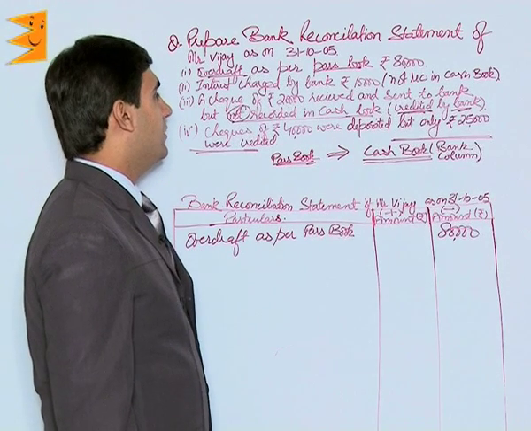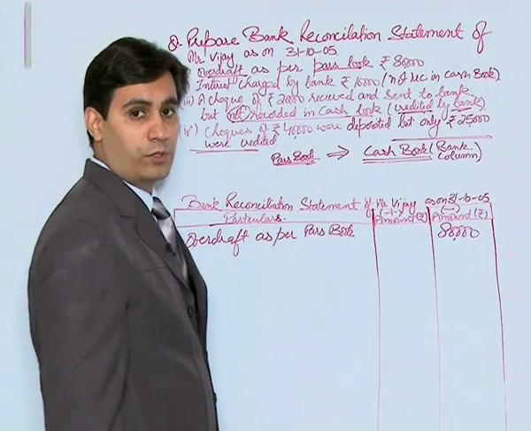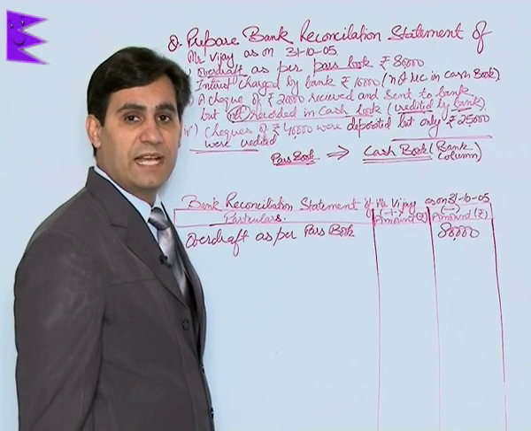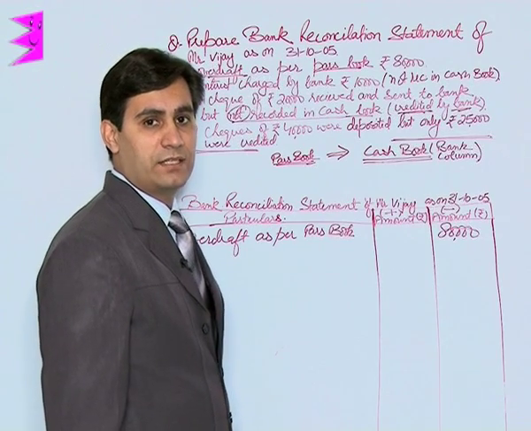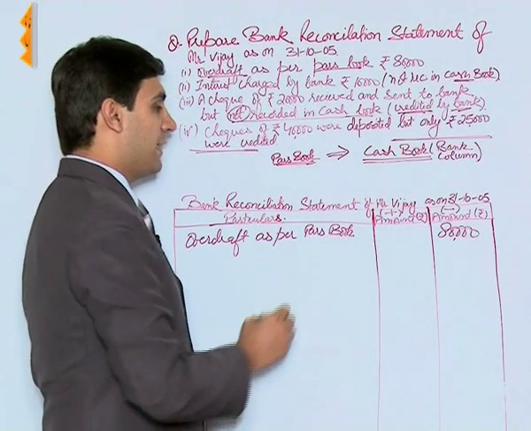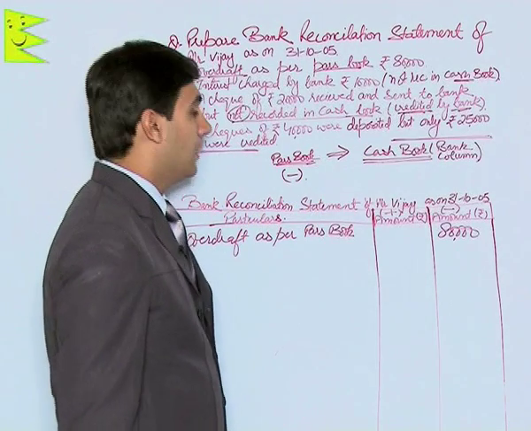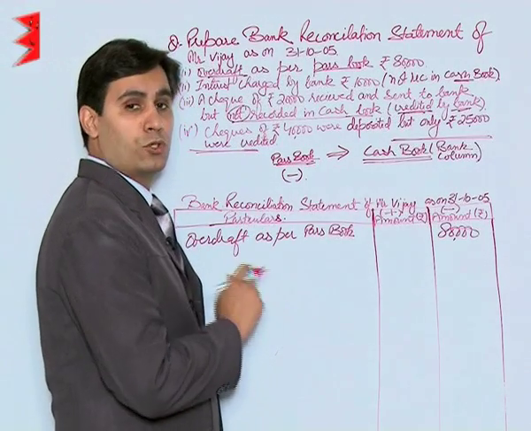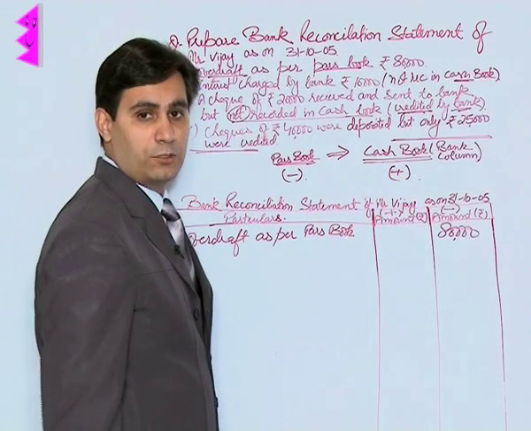The first cause of difference mentioned here is interest charged by bank rupees 10,000 not recorded in the cash book. Now since it is an overdraft, bank has charged 10,000 rupees as interest. That means we have taken a loan and bank is charging rupees 10,000 as interest, and this is not recorded in the cash book. Now since bank has charged something, that means bank has reduced our account balance. Bank has taken out 10,000 rupees from our account, so consequently the passbook shows a lower balance, hence the minus sign as compared to the cash book.